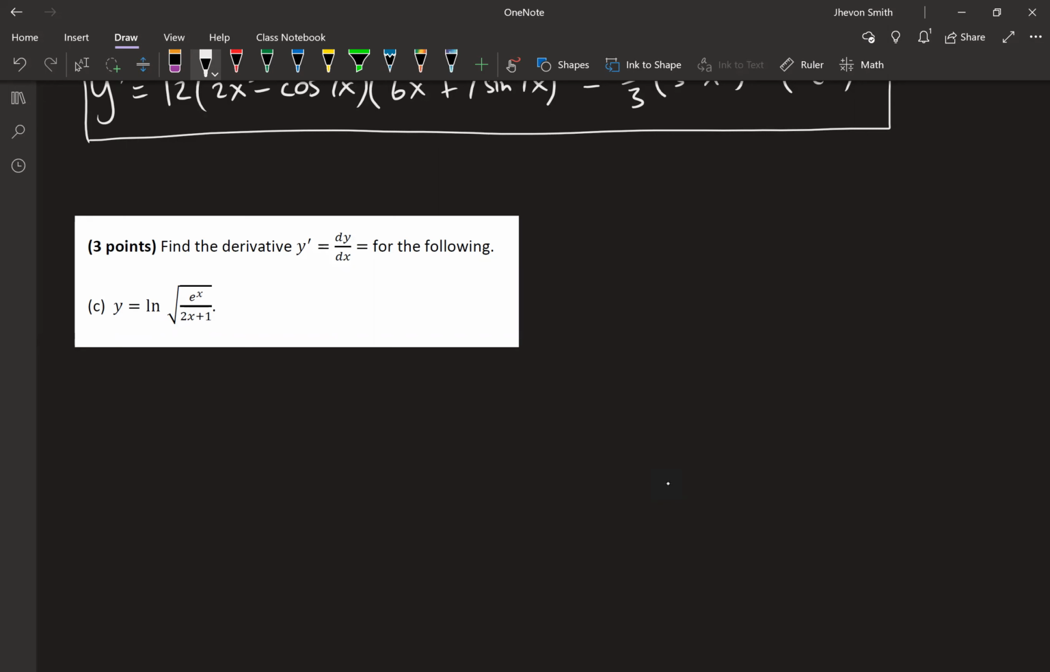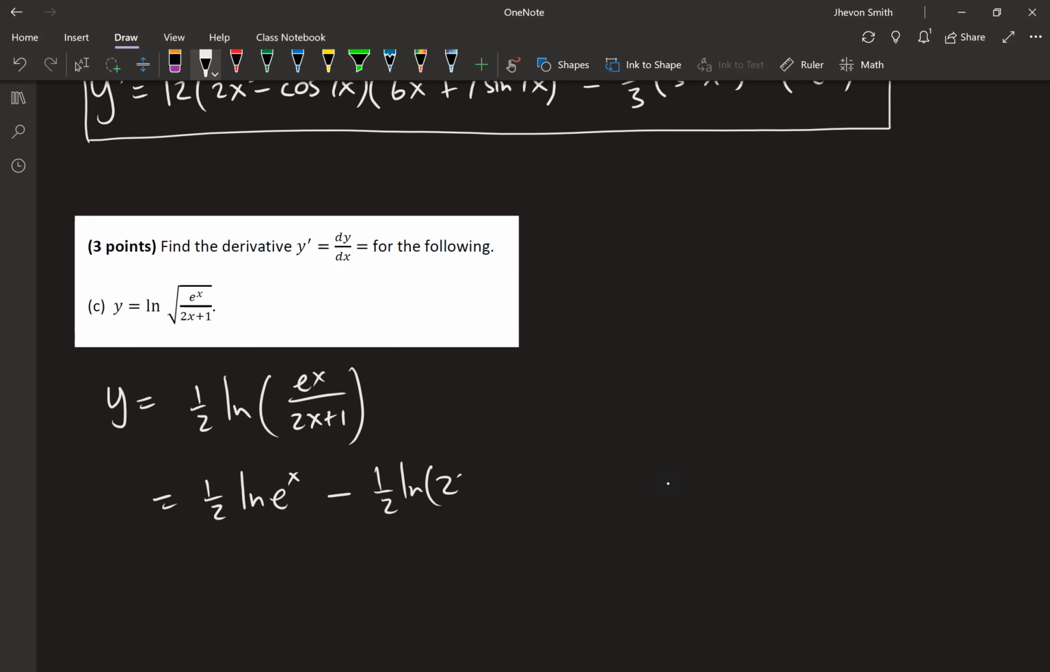Use log rules. You apply the log rules first, right? So this can be written as 1/2 ln of e to the x over 2x plus 1. Or in other words, I can break that down further: 1/2 ln of e to the x minus 1/2 ln of 2x plus 1. And of course, e to the x is just x. So this is x over 2 minus 1/2 ln of 2x plus 1.